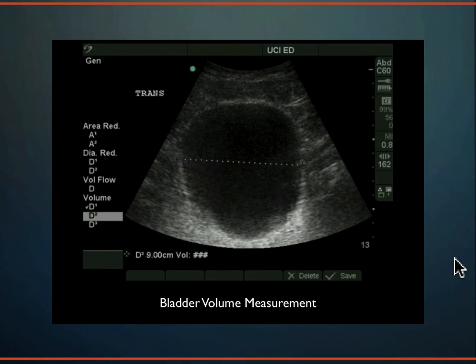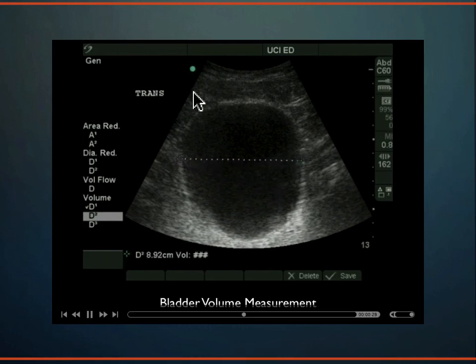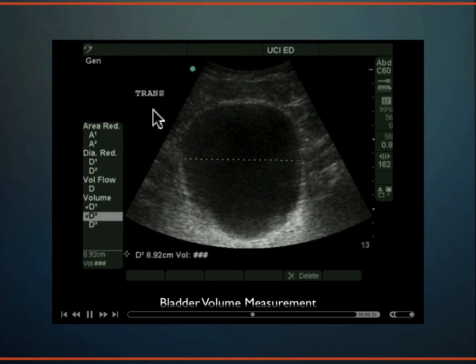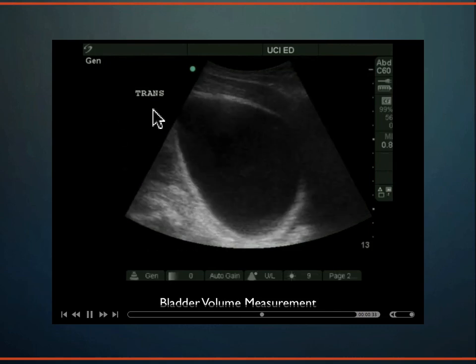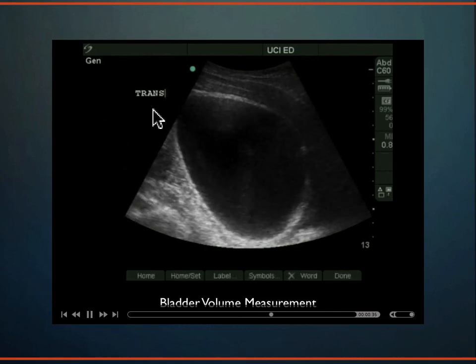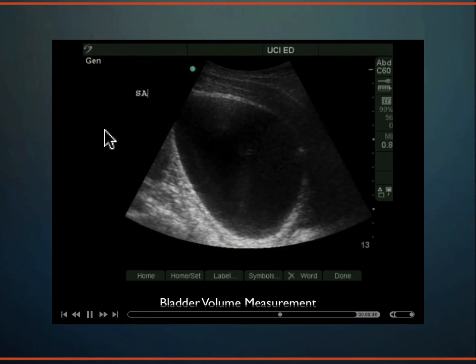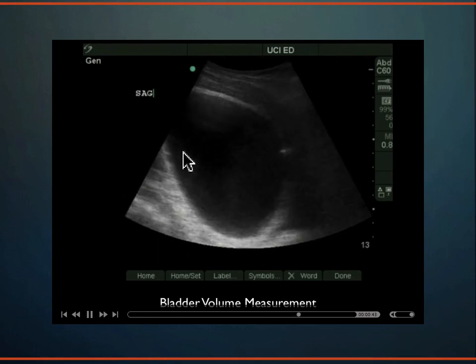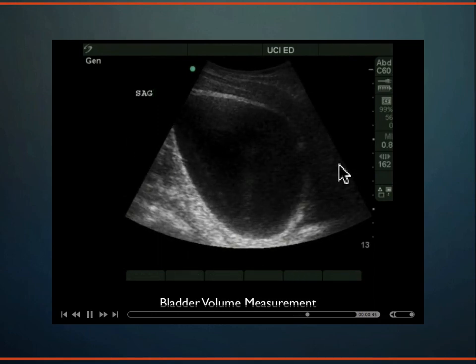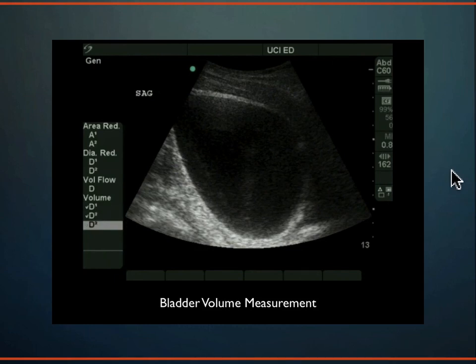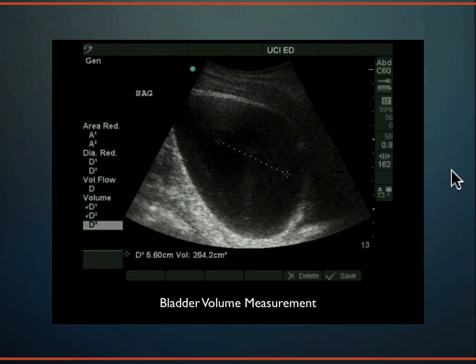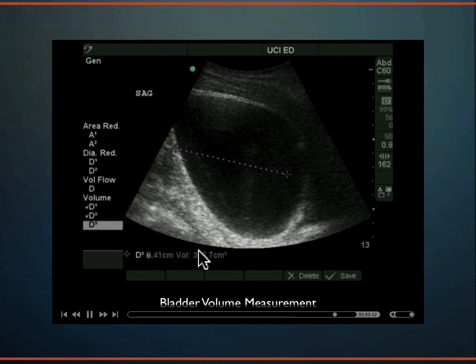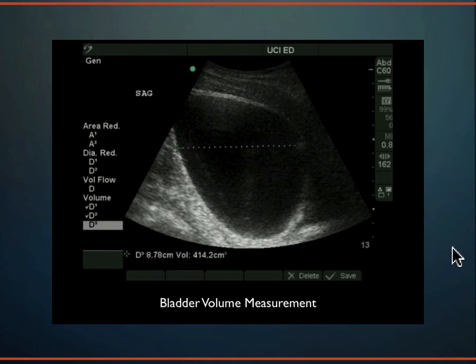So they measure the height, now they're measuring the width in the transverse plane, and then they're going to unfreeze the machine and go to a sagittal plane. You'll see here now, they rotate the probe 90 degrees so they're in a sagittal plane, and they delete the word trans and write the word sag, and then they're going to get a nice long sagittal plane of this. They're going to freeze it, and they're going to drop their caliper across the screen, and that'll be the height times the width times the length. And as they do so, you can see the volume is being calculated down here. It comes out to like 437 cc's of urine. It's a lot of urine.